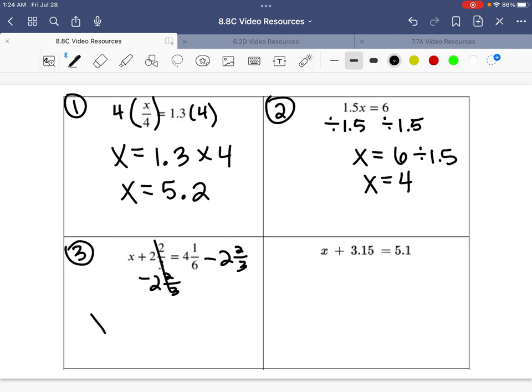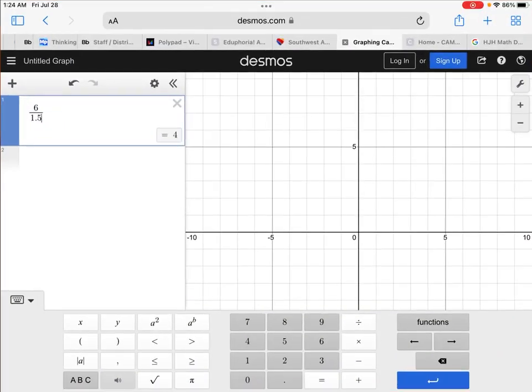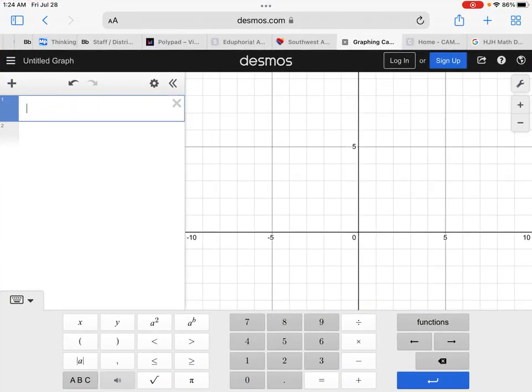So that would cancel out, and I get that x is equal to whatever 4 1/6 minus 2 2/3 is. And when we put this in the calculator, we want to be careful because mixed numbers can be a little tricky. And so when I go to show you in Desmos, my first number is 4 1/6. So I'm going to actually put that in parentheses and say, hey, that is 4 plus 1/6. Because remember, the 4 represents the whole number, and the 1/6 represents the part.